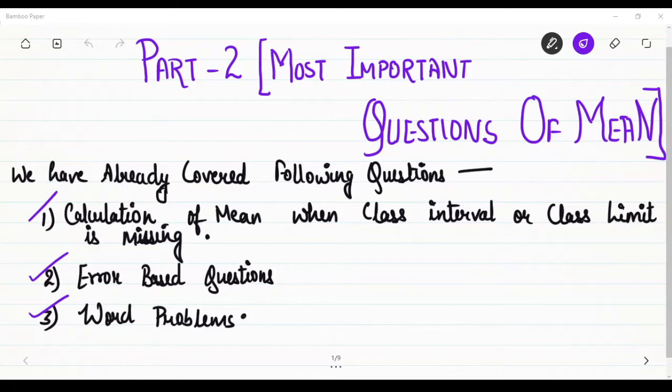In my earlier class, I started a series of the most important and complex questions of mean, median and mode. We were discussing questions of mean. Now this is part 2 of the most important questions of mean. We have already solved questions under the topic calculation of mean when class interval or class limit is missing, error based questions and word problems.